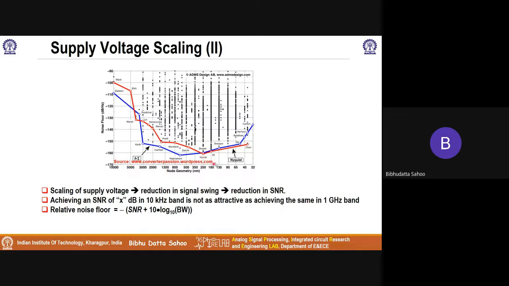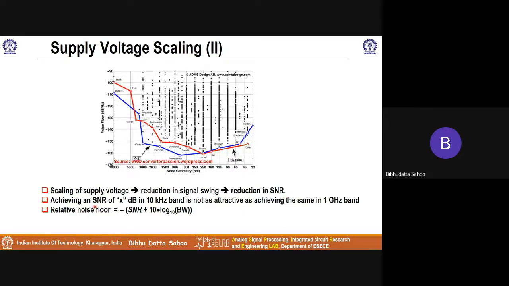Okay. Now, there are two kinds of data converters. One is a Nyquist rate converter and the other is the delta sigma converter. The red line is the noise floor of a Nyquist rate converter, and the blue line corresponds to the delta sigma converter. So as you can see, as the technology scales down, your noise floor gets compromised, therefore your SNR degrades. So scaling of supply voltage, reduction in signal swing, reduction in SNR.